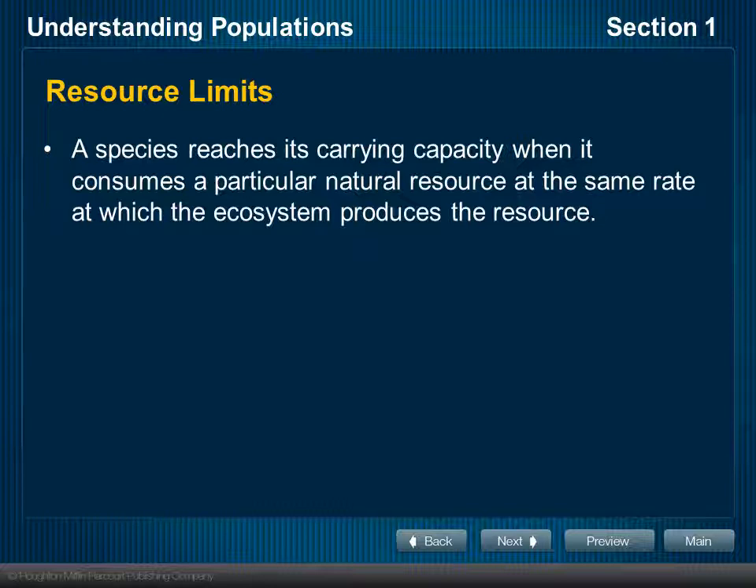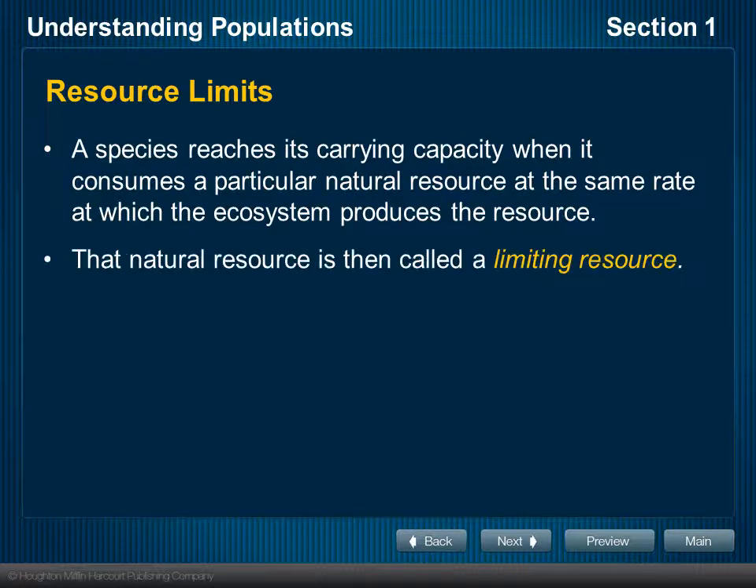Limitations of resources are really important to our understanding of population. Species reach their carrying capacity when it consumes a particular natural resource at the same rate at which the ecosystem reproduces or produces that resource. So you've got this food that this particular species eats, and that food is being eaten up at the same rate that it's being produced within that particular area. You're not going to be able to see that population grow any higher than that.